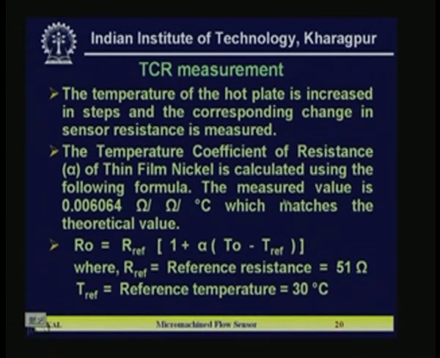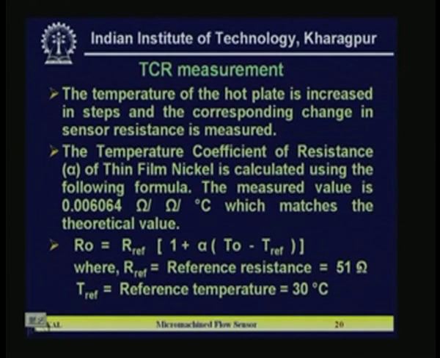So, the measured value of alpha is obtained as 0.006064 per degree centigrade, which matches the theoretical value. The theoretical value is nearly 0.0064 or 67, something like that. Up to the third order it is matching properly.